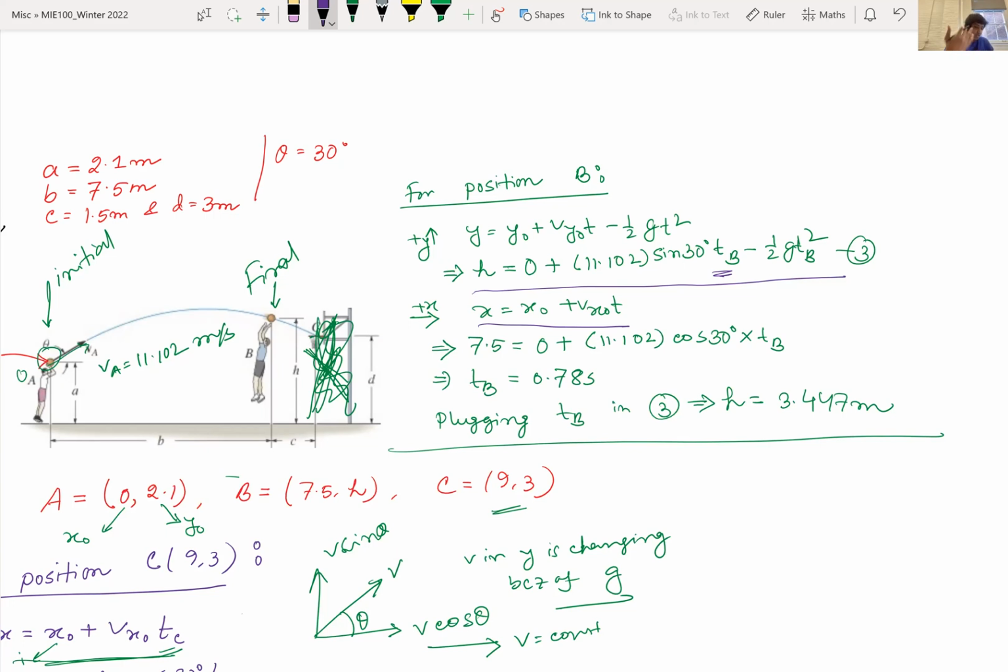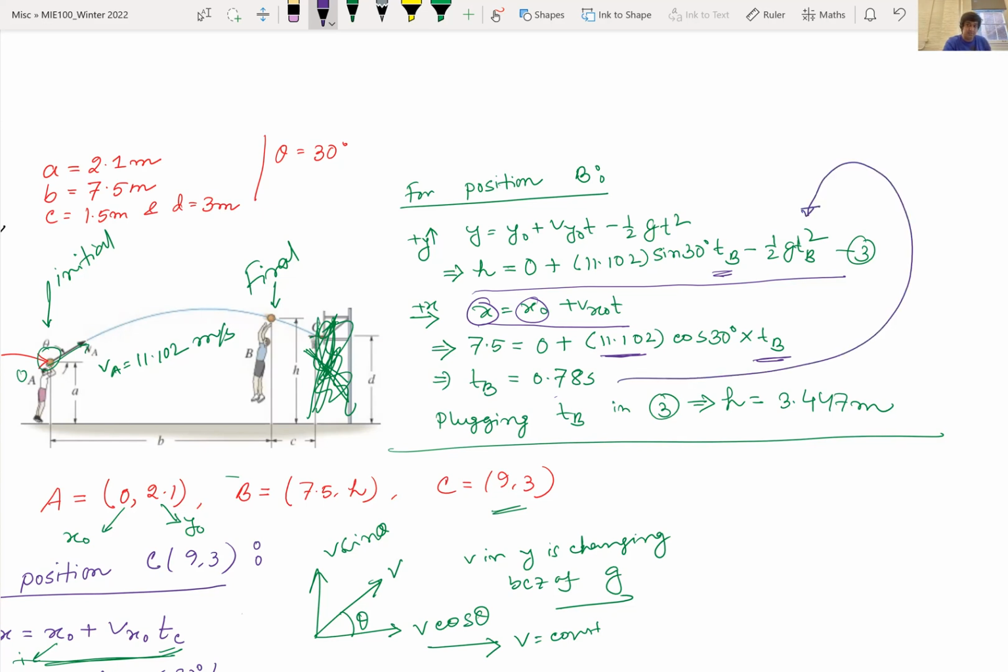And when I'm writing the projectile motion in the x direction, I know the final position, I know the initial position, and I know the velocity VA. I just calculated it before. I can easily find out this TB, the time to reach B. That's 0.78 seconds.